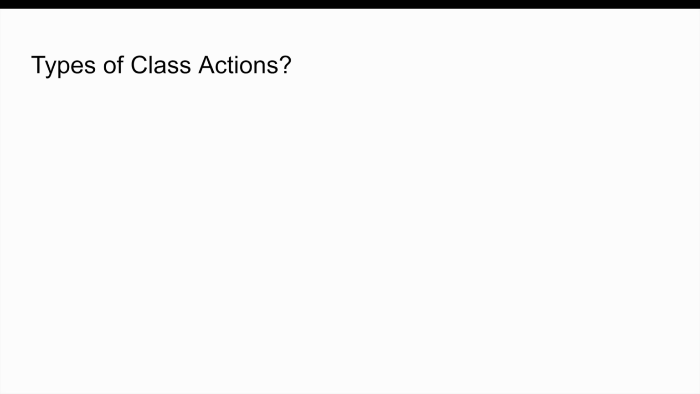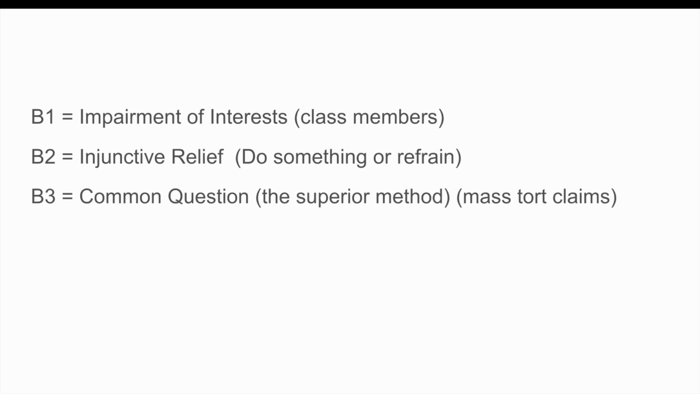What are the types of class actions? ¿Cuáles son los tipos de demandas colectivas? B1, B2, B3. Impairment of interest of the class members, injunctive relief, do something or refrain from doing something, and common question, the superior method, mass tort claims. Those are the cases in which there are mass tort claims.